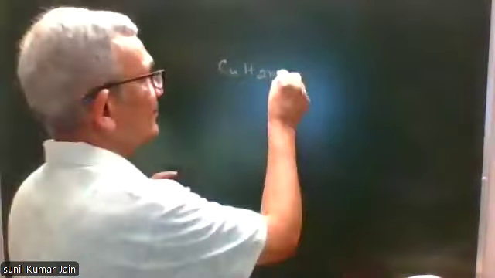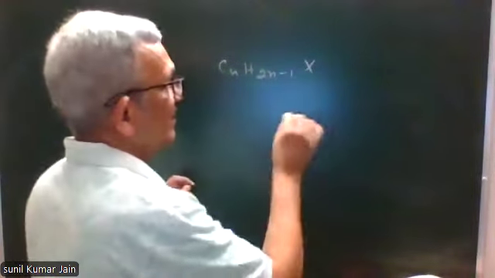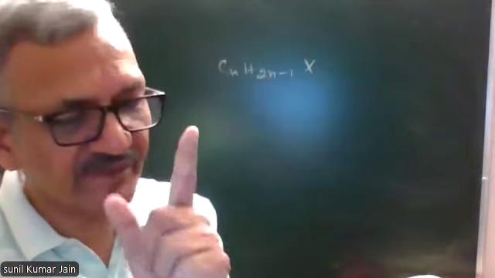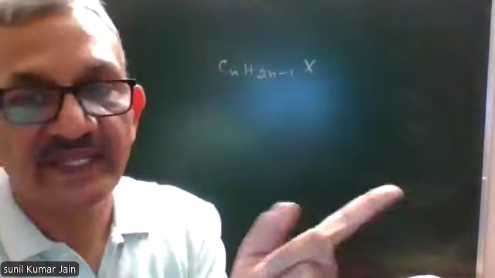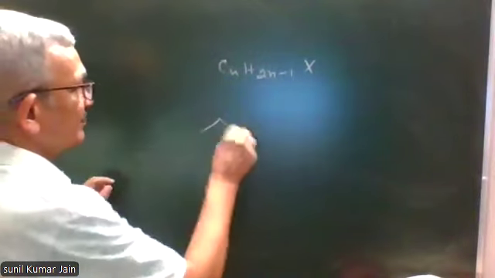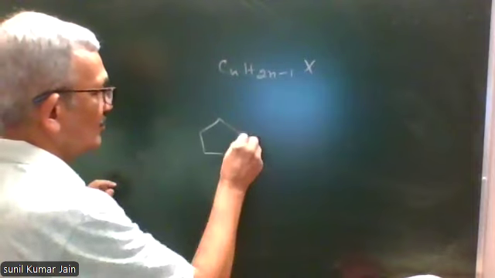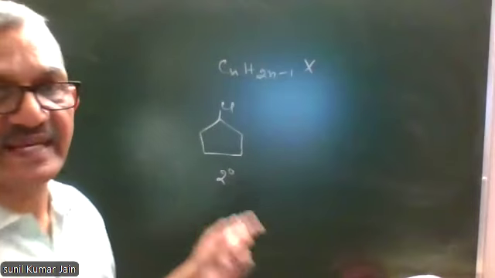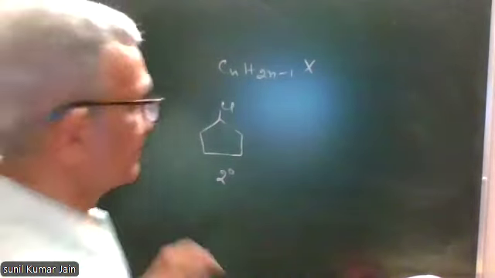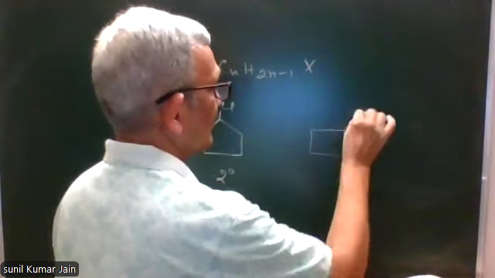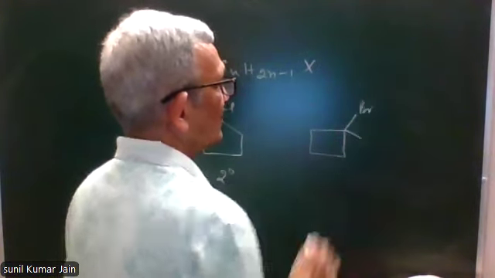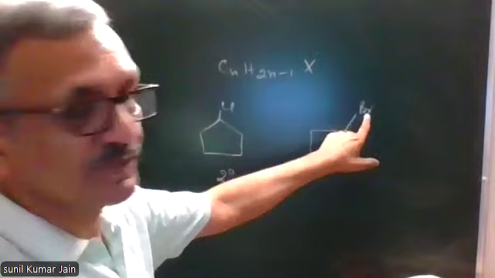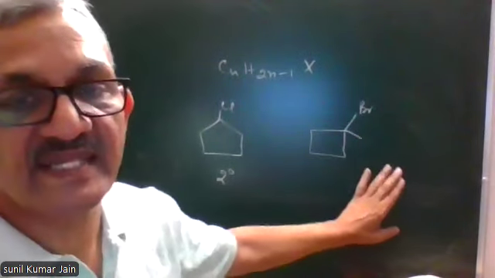CnH2n minus 1 X, and they can further be classified into secondary or tertiary. They cannot be primary. For example, this is secondary cycloalkyl halide. This represents methyl group. So this is tertiary carbon atom to which bromine is attached. This is tertiary cycloalkyl halide.